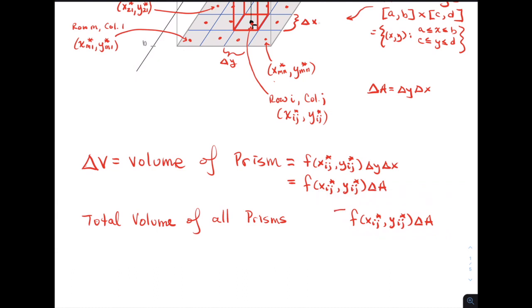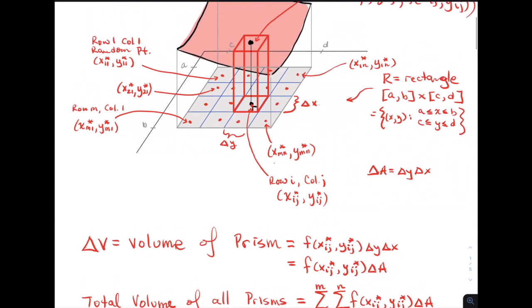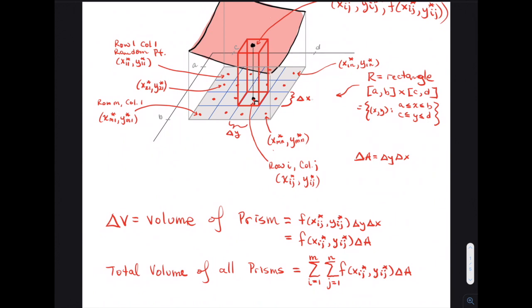So you would do one sum, where j goes from 1 to n, n being the number of columns, and then another sum where i goes from 1 to m, which is the number of rows. Okay, and that's the total volume under lots and lots of prisms that I am not going to draw.